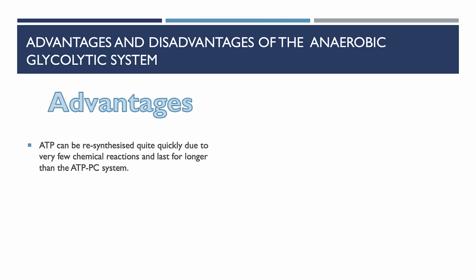Advantages and disadvantages of the anaerobic glycolytic system. ATP can be resynthesized quite quickly due to very few chemical reactions, and it lasts for longer than the ATP-PC system.